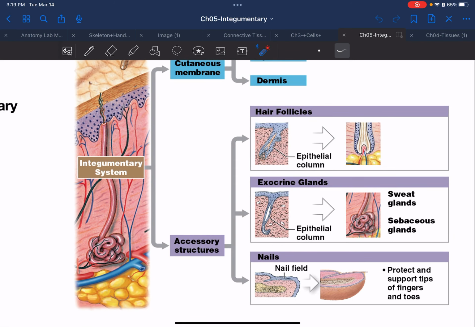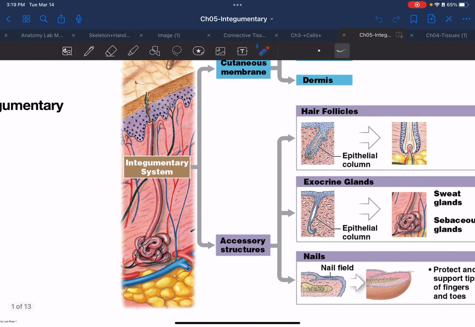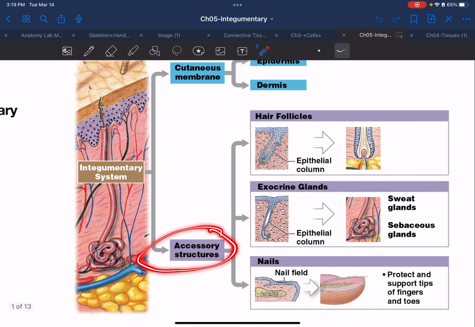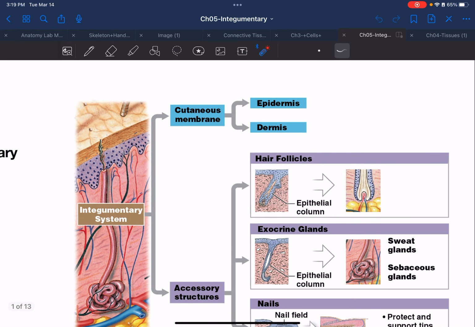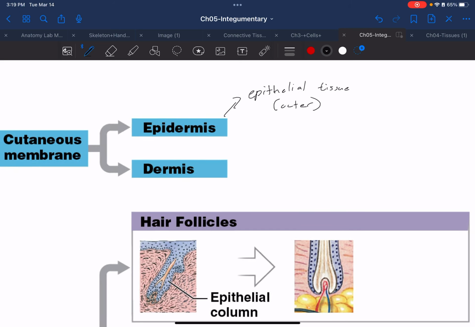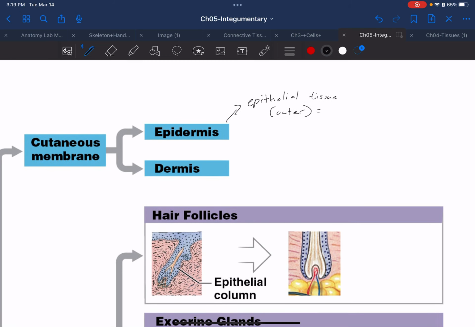And with that, when we look at this segment here, you can see that you can divide the entire integumentary system into cutaneous membranes and accessory structures. The cutaneous membrane is going to include the epidermis, which you kind of already know what it is. And let's use this flow chart a little productively. This is going to be epithelial tissue. Specifically, if it's in the outer skin, what's the type of stratified squamous we have? Perfect. Keratinized, stratified, squamous.